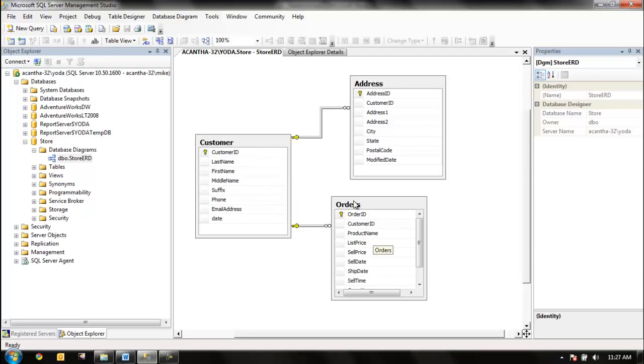So if we look at this table here, can you pick out the foreign key in the orders table? If we look back to the customer table, we said earlier that the customer table primary key is customer ID, and it relates to the orders table, where we have a foreign key of the customer ID. Very straightforward stuff. Again, if you're brand new to databases, it just takes a little while to absorb.